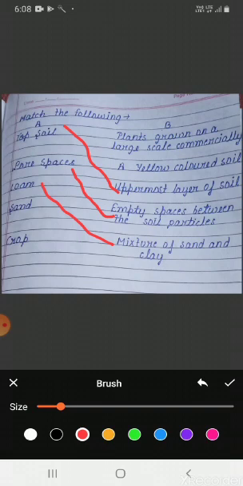Our fourth question is sand. What is the answer of sand? A yellow colored soil. Yes, very good. Match both. Our last question is crop. What is the answer of crop? Plants grown on a large scale commercially. Yes, very good.